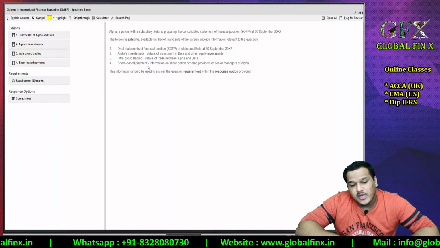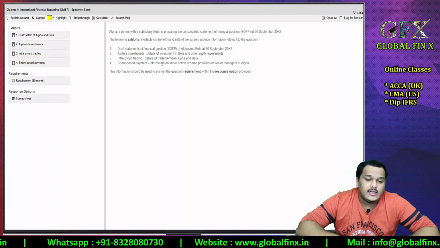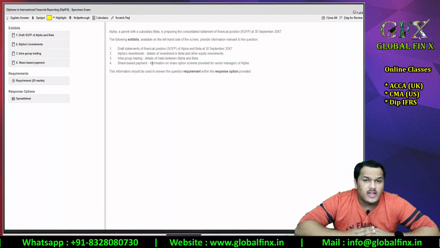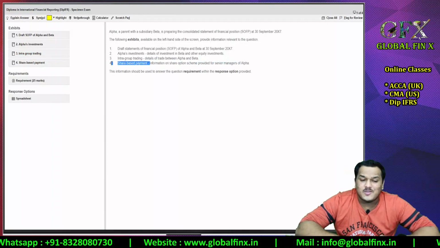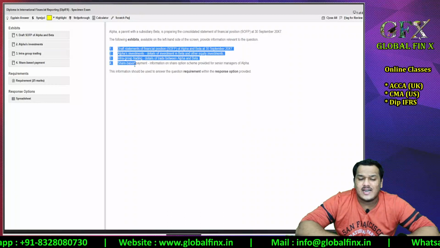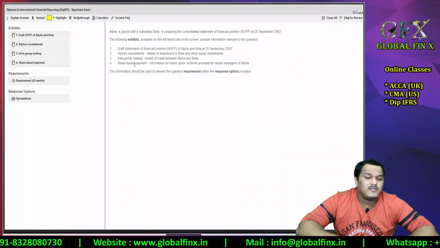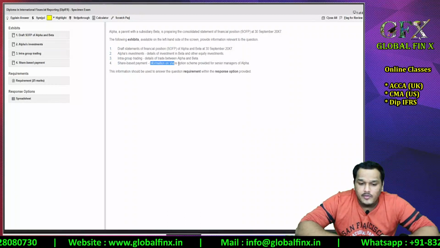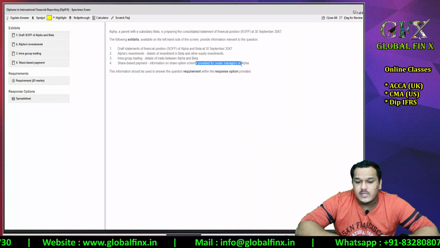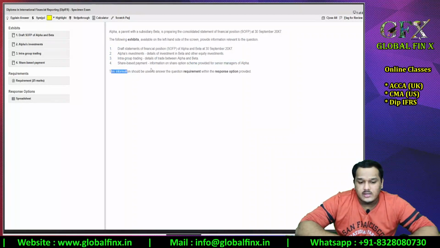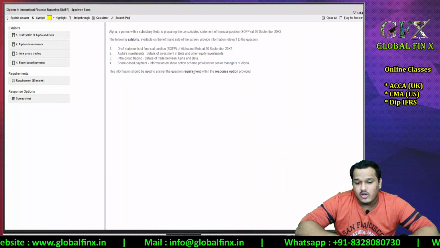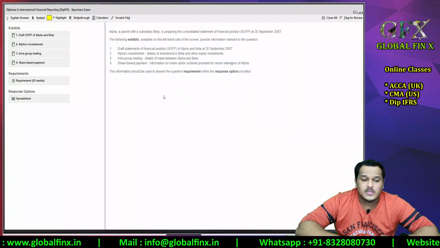And then there is a share-based payment, IFRS 2 related adjustment. Usually Diploma in IFRS has IFRS 2 share-based payment adjustments a lot. This standard is tested a lot in Diploma in IFRS, so please pay attention there. Information on share option scheme is provided for senior managers of Alpha. This information should be used to answer the question requirement within the response option which is provided.